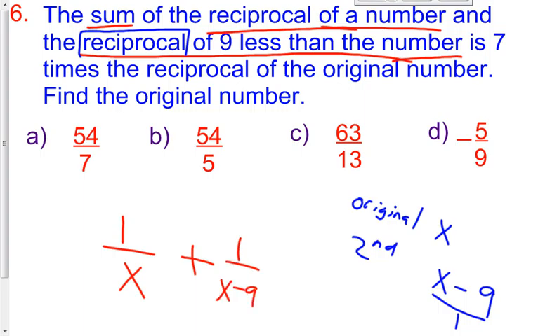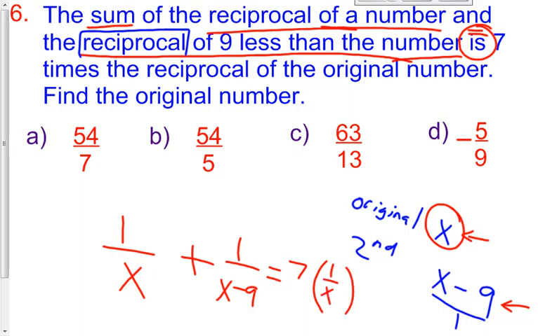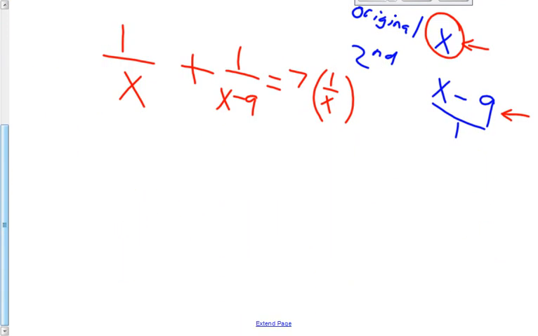Okay, so our original number is x, the reciprocal is 1 over x. The second number is 9 less than that number, so the reciprocal of it is 1 over x minus 9. Is means equal, so here is our equal sign. That equals 7 times the reciprocal of the original number. Well, here's the original number, it is x, so 7 times the reciprocal would be 7 times 1 over x. Find the original number. So what we are looking for is x. So now we have to solve this equation.